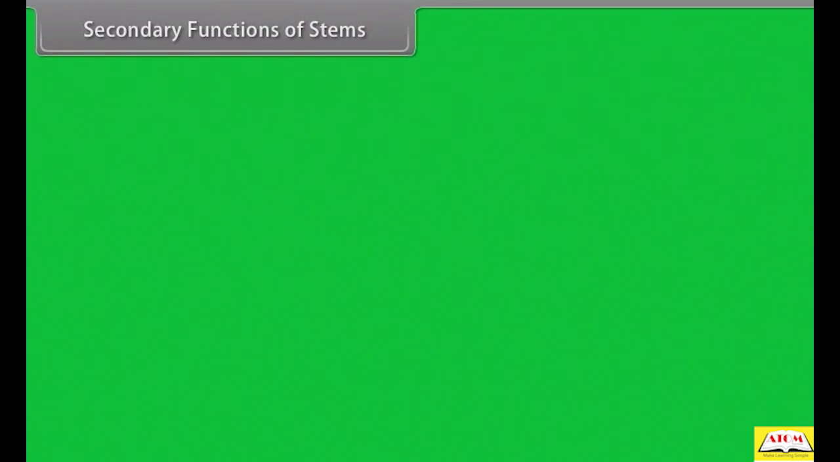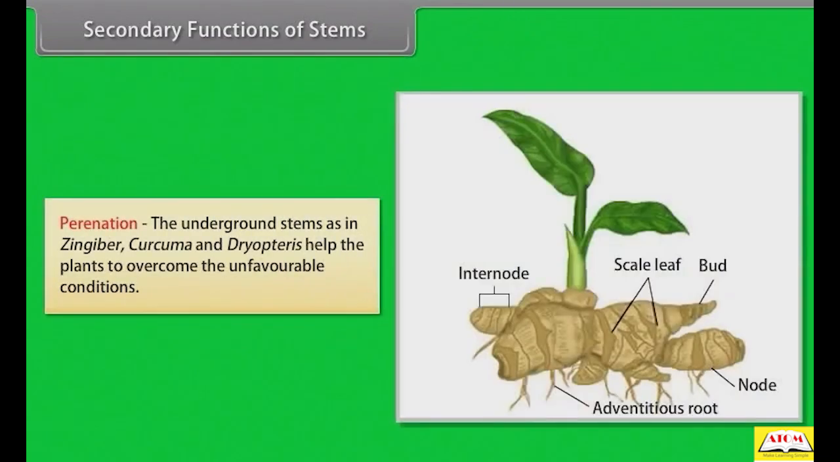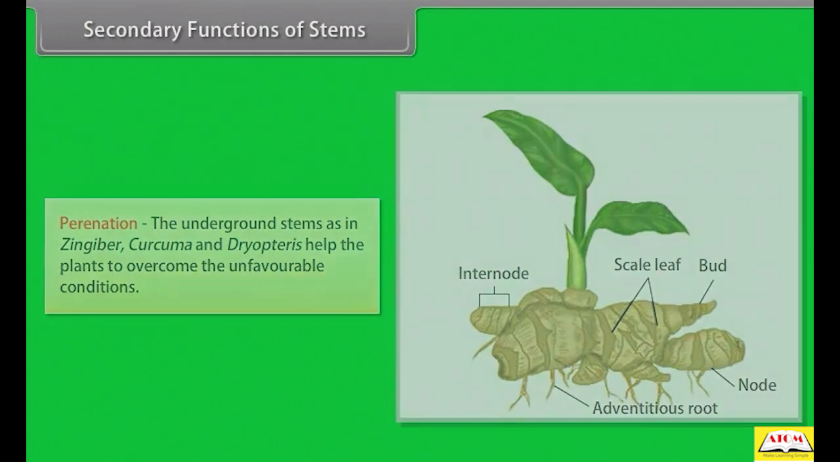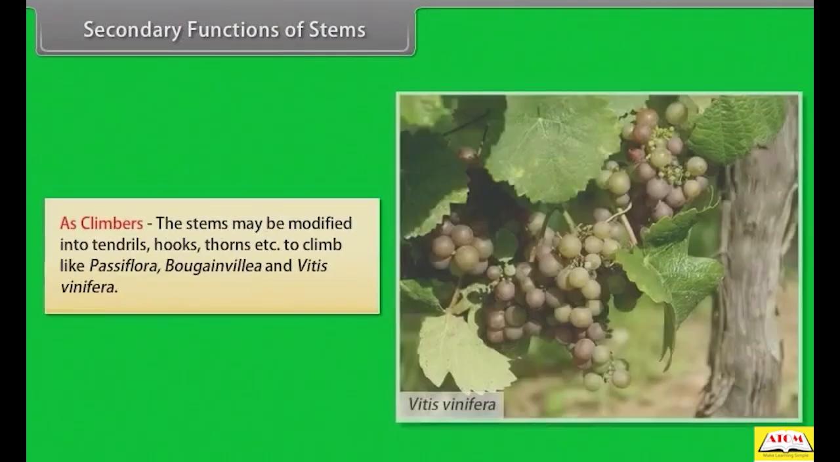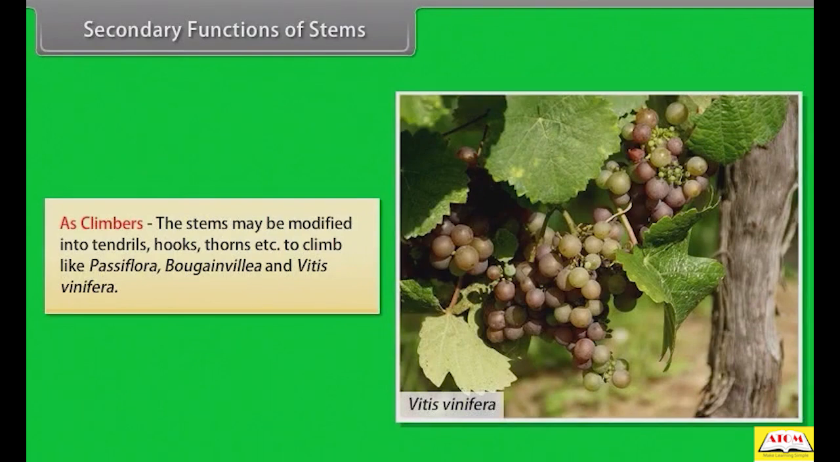Secondary functions of stems. Perennation. The underground stems, as in zingiber, curcuma, and Dryopteris, help the plants to overcome unfavorable conditions. Storage of food. Food is stored in parenchymatous cells in underground stems like Solanum tuberosum, Colocasia, and ginger. As climbers, the stems may be modified into tendrils, hooks, thorns, etc. to climb, like Passiflora, Bougainvillea, and Vitis vinifera.